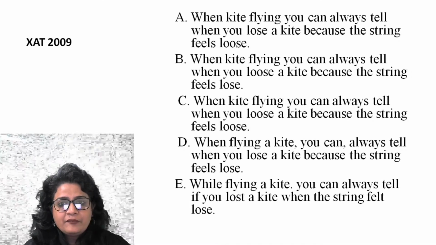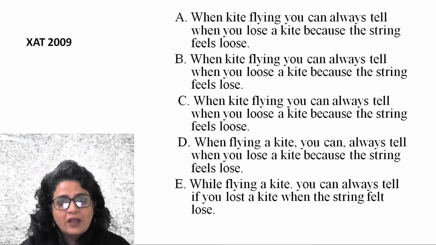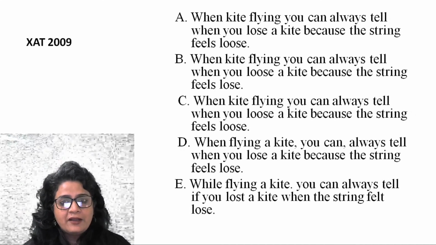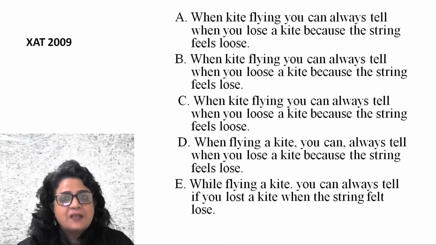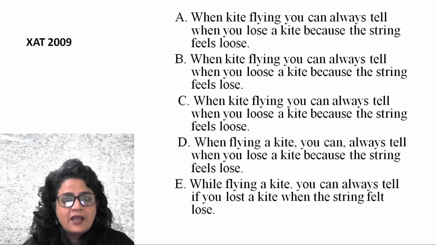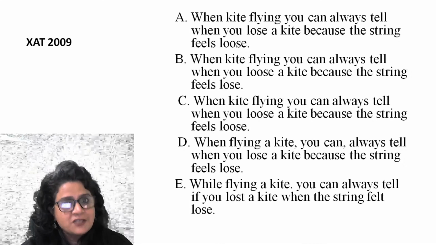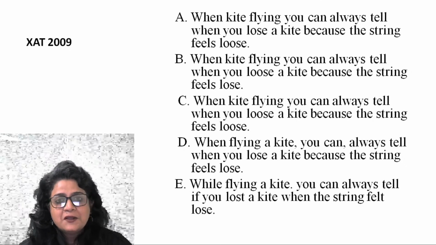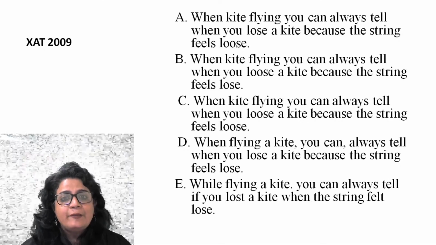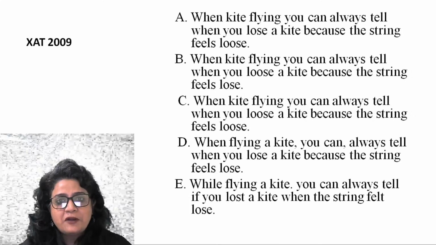When kite flying, you can always tell when you lose a kite. You lose a kite means it is beyond your reach, right? So when you are losing something, you don't have access to that thing. When you lose a kite, because the strings feel loose, the strings are not tight, they are not in your control. So here lose, LOSE, is for losing something, LOOSE is for something which is not tight. With that, you can come to your answer quickly.